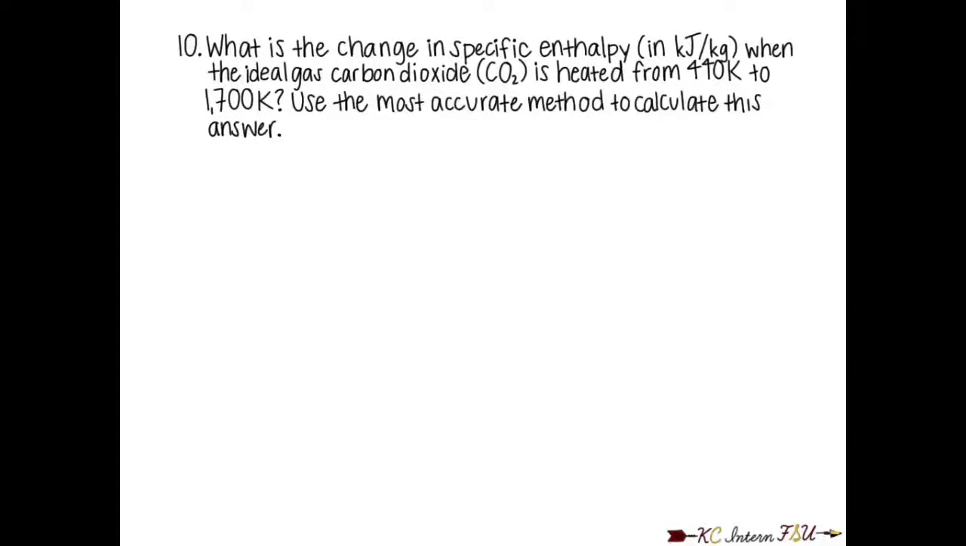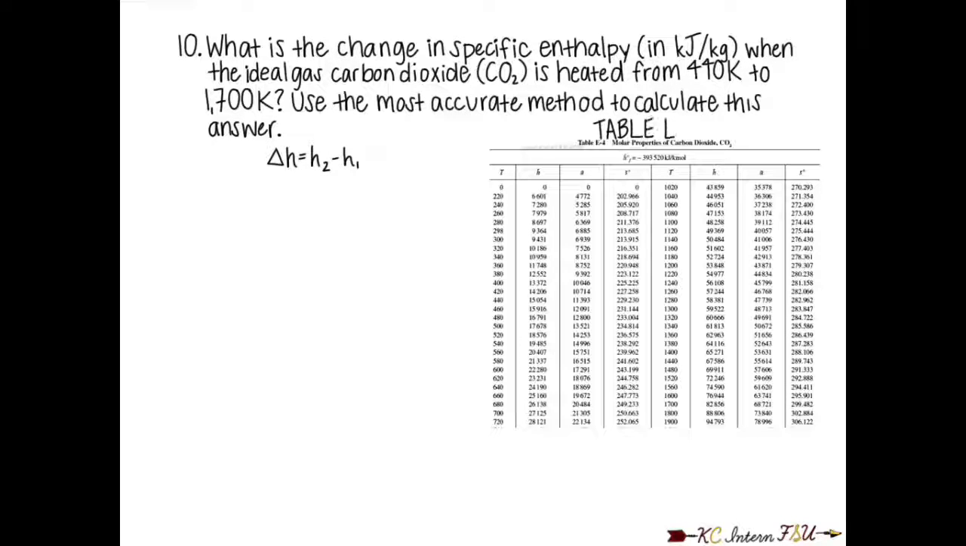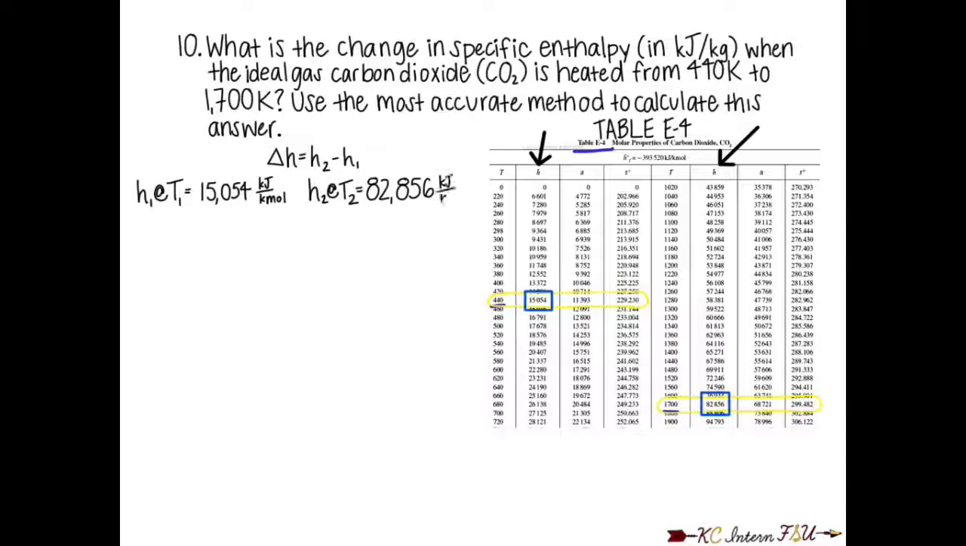Question 10. What is the change in specific enthalpy in kilojoules over kilogram when the ideal gas carbon dioxide CO2 is heated from 440 Kelvin to 1,700 Kelvin? Use the most accurate method to calculate this answer. The change in specific enthalpy is equal to H2 minus H1. Using table E4 for properties of carbon dioxide, H1 and H2 can be determined by locating T1 and T2.